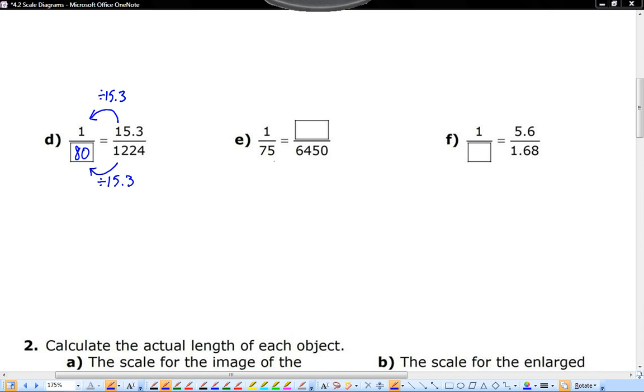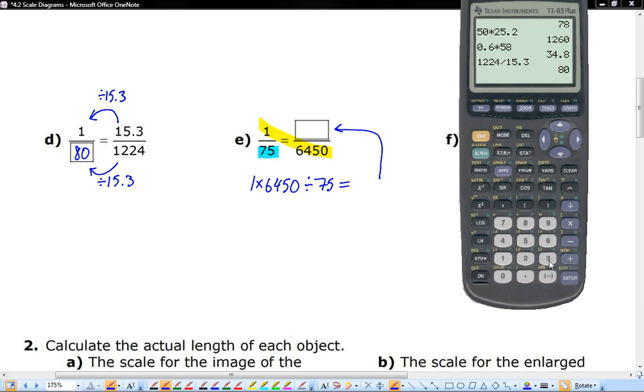Back to this one here. I don't really know what number multiplies 75 to give me 6450, so I think I'm going to go back to that surefire method of cross multiplying the two numbers that are given that are diagonally across from each other and dividing by the third number in the proportion. So this gives me 1 times 6450, and dividing by 75, this will give me my answer, and then I'll put that into the box here. So 1 times 6450 is 6450, and if I divide by 75, then this gives me 86. So this 86 is the number that should go into the box.